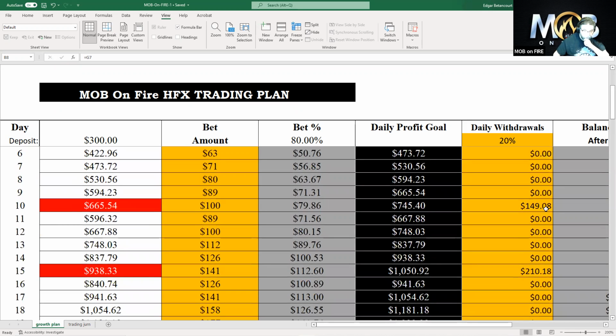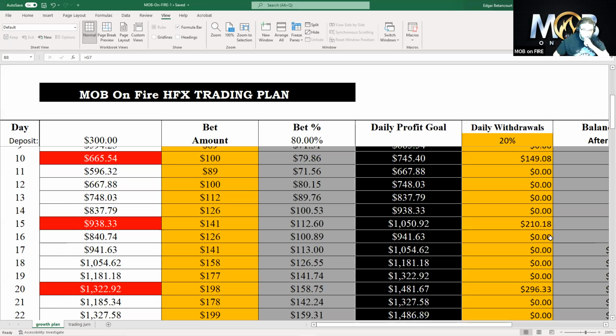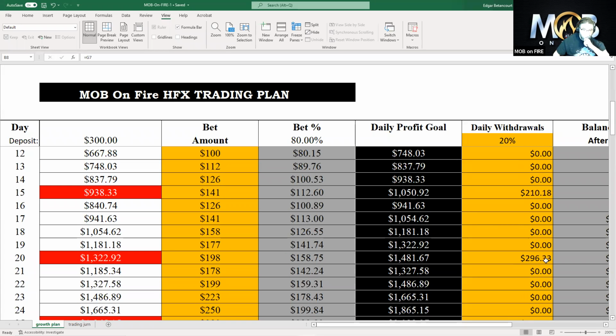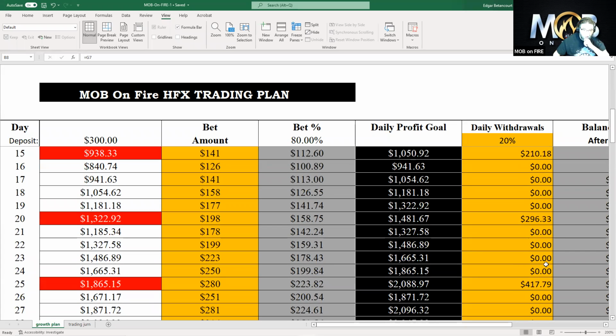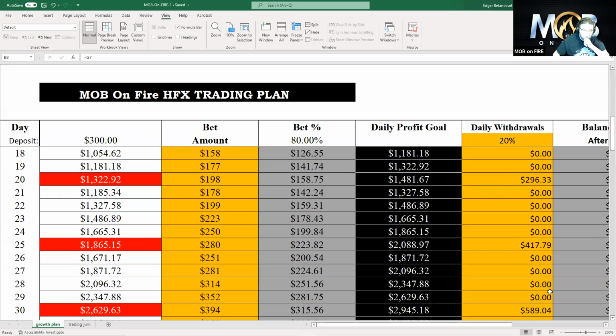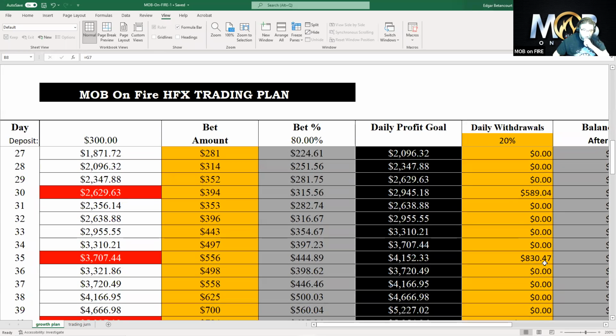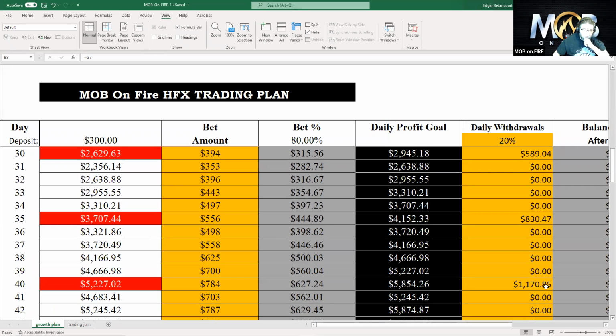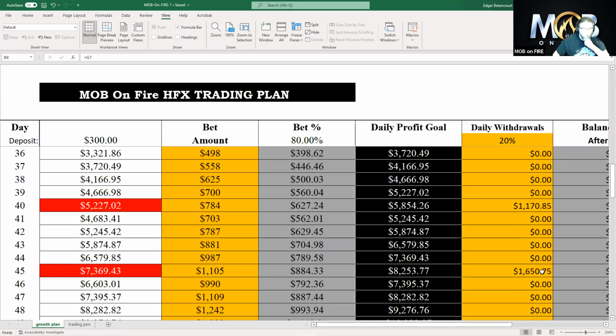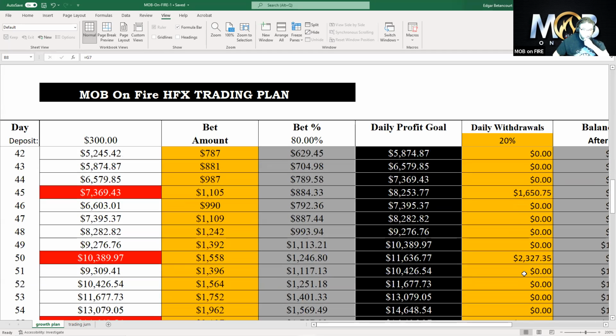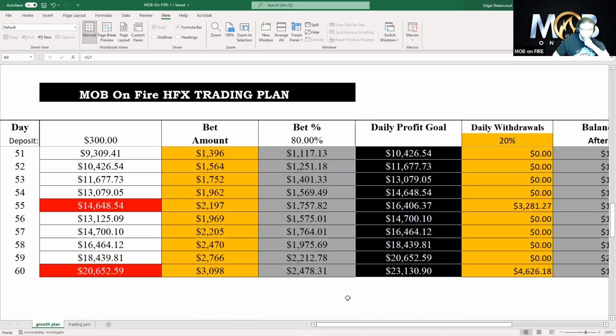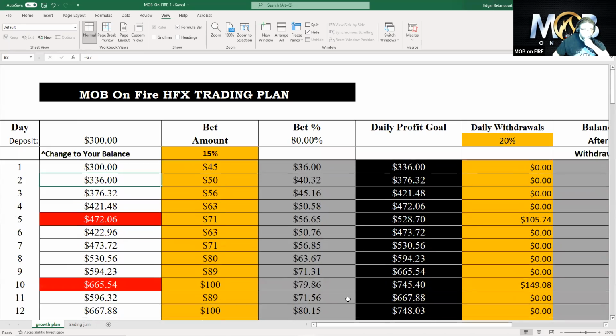Second day, $149.08. The third day, $210.18. The fourth day, I'm putting $296 in my pocket, then $417, $589, $830, $1170. So you're doing both, growing your account and putting money steadily in your pocket at the same time. Any questions?